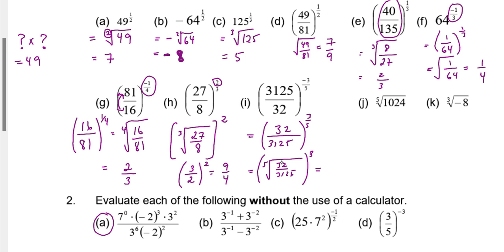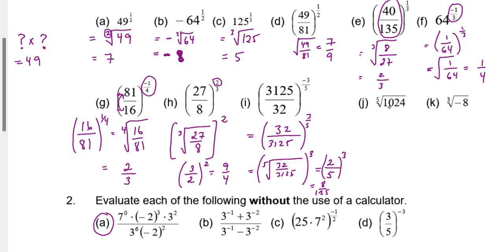So 32, and we have a 5. So what number do you multiply by itself 5 times to give you 32? That would be 2. And then 3125, it's going to give me 5. If I multiply 5 by itself 5 times, I get 3,125. So we have 2/5, and we need to cube that. 2 cubed is 8, and 5 cubed is 125. All right, almost finished. Couple more.